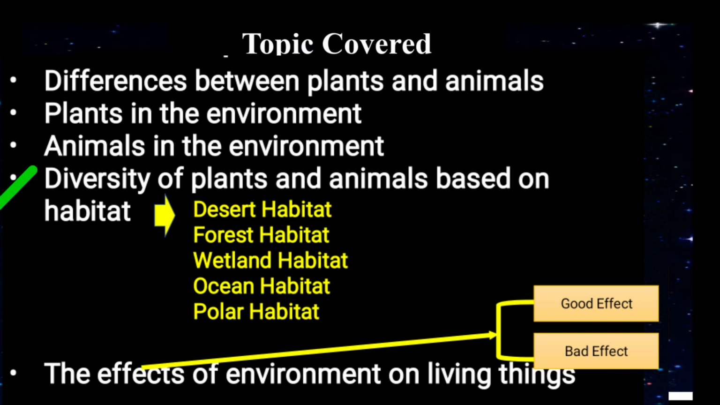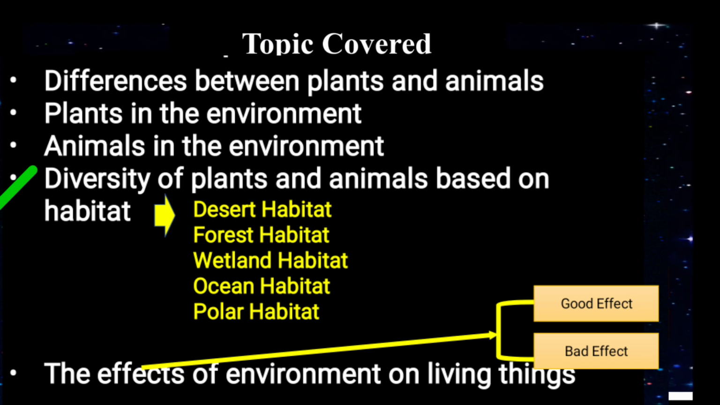Then we have learned about forest habitat. A forest is a place with many trees and animals. This is one of the best habitats for the survival of plants and animals. Then we have learned about the wetland habitat, examples of wetland, and the animals of wetland habitat. What are the examples of wetland? Ponds and canals are examples of wetland habitat.